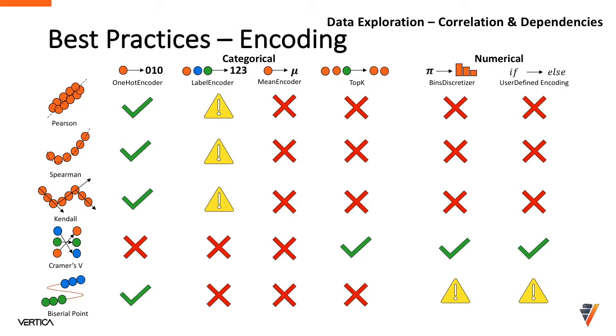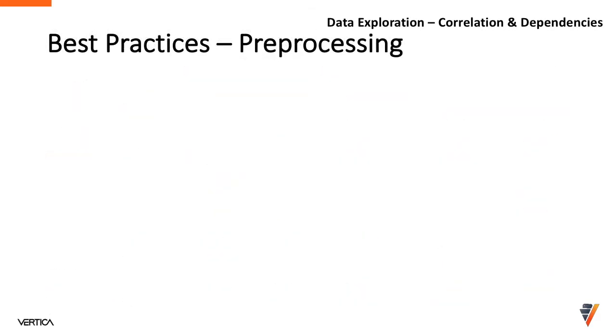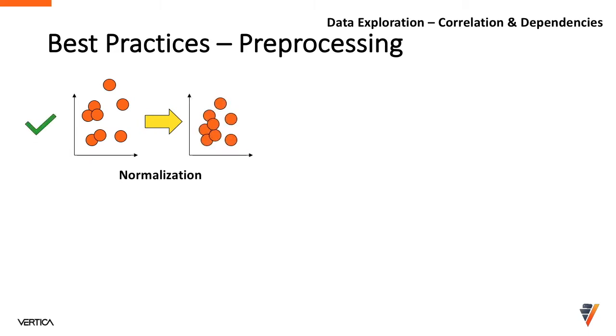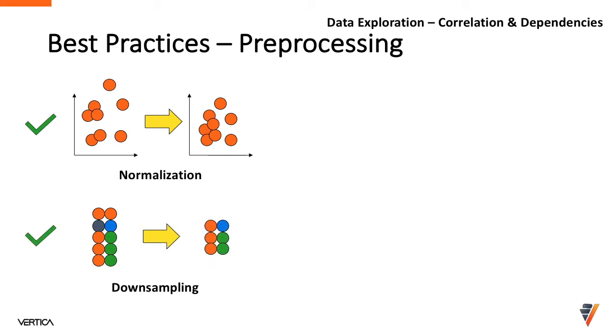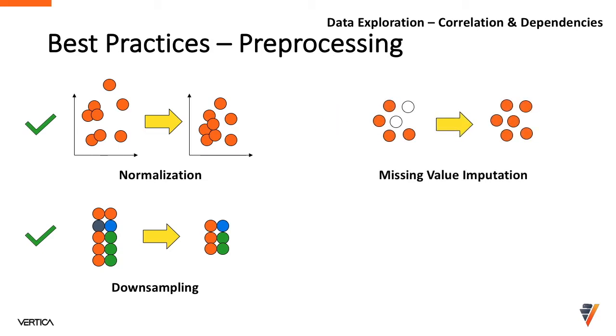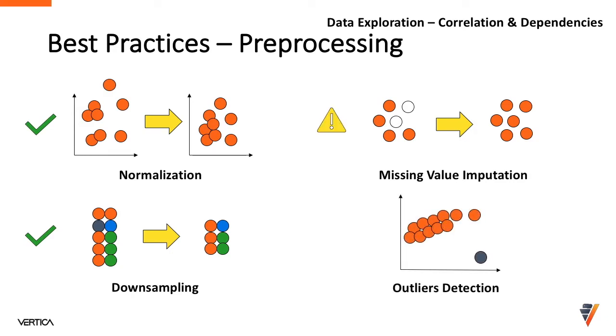Let's now see some best practices on preprocessing. Normalization can be used as it can help some of the computations. Downsampling techniques could possibly work if we represent correctly the distribution. However, when dealing with missing values, any technique could possibly add bias to the data. Finally, finding outliers and removing them can help give a more significant coefficient.